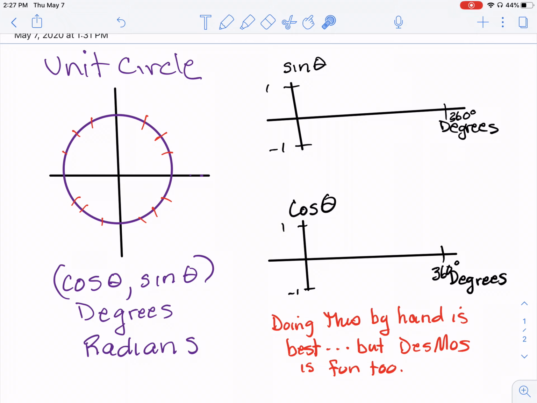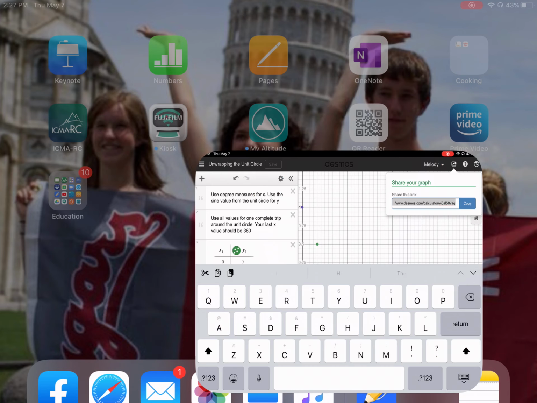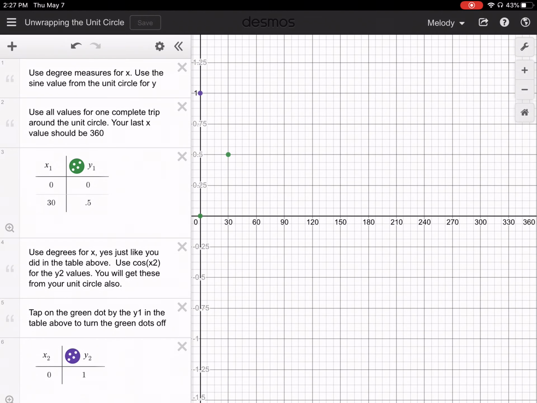Now, if we weren't doing this at home and we were at school, I would force you to do this on graph paper by hand. But since we're getting all techie here, I'm going to have you use Desmos. So in our Google Classroom page, I posted a link to this Desmos sheet that is set up for you already. When you open up Desmos, I've got directions for you. This is the Unwrapping the Unit Circle Desmos activity.